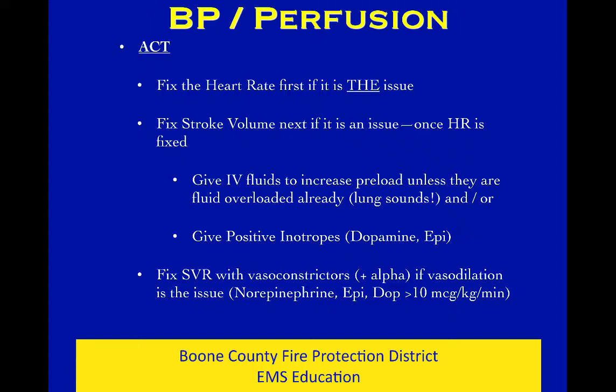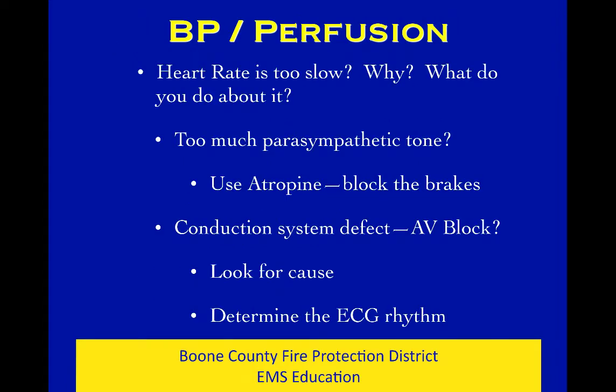Or maybe if the SVR is the problem, if they are vasodilated, then maybe we need to directly deal with vasoconstricting. If the vasodilation is the problem, then maybe you need something that's positive alpha, such as a norepinephrine or epinephrine or dopamine at higher doses, greater than 10 mics per kilo. So know your tools. Know when your tools will work and what they're to be used for, and think. We're not just going to grab something out of the toolbox and try to give it. We're going to think about why we're doing that.